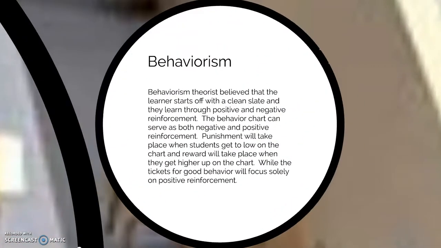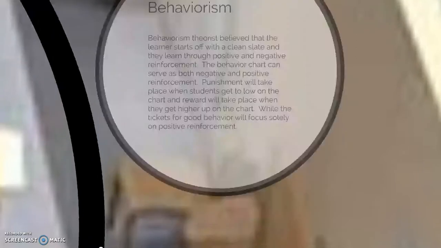Why I have it is because behaviorism theorists believe that the learner starts off with a clean slate and they learn through positive and negative reinforcement. The behavior chart can serve as both negative and positive reinforcement. Punishment will take place when students get too low on the chart, and reward will take place when they get higher up on the chart. While the tickets are for good behavior, they will focus solely on positive reinforcement. This is an example of the charts that I would have on the wall.